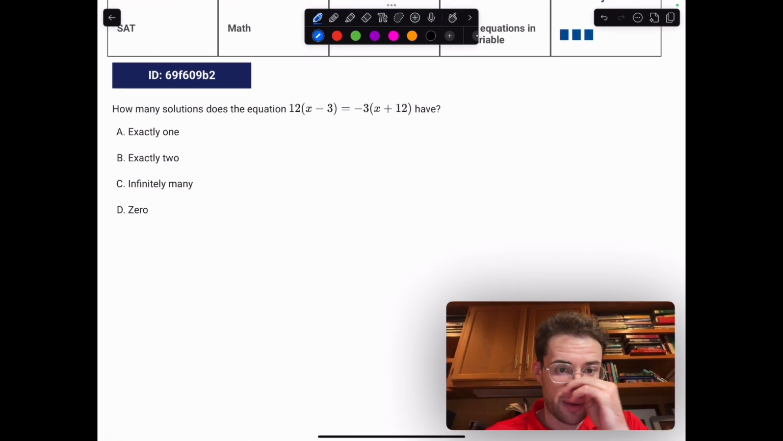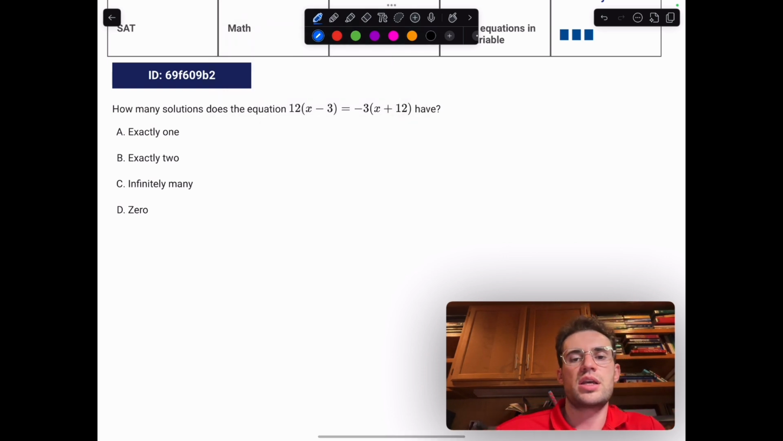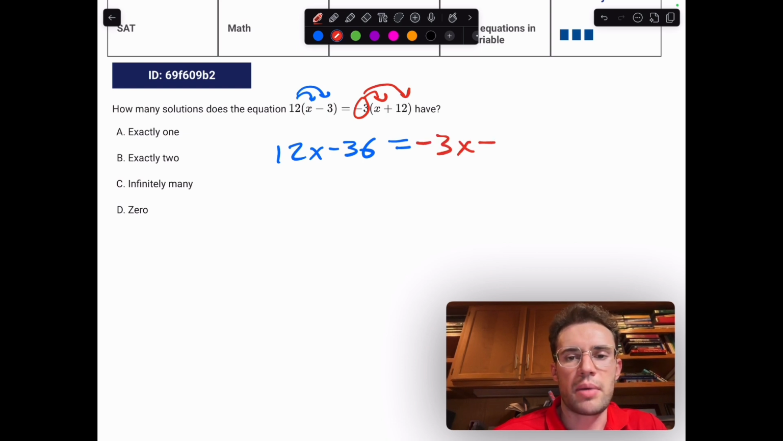All right, we have another. How many solutions does the equation 12 times the quantity x minus 3 equals negative 3 times the quantity x plus 12 have? Let's just distribute them and see what it looks like. So 12 times x is 12x. 12 times negative 3 is negative 36. And then on the other side, negative 3 distributed is negative 3x minus 36.